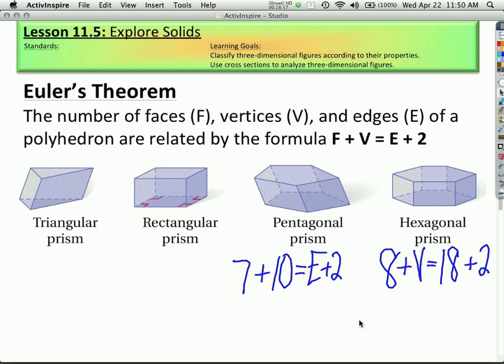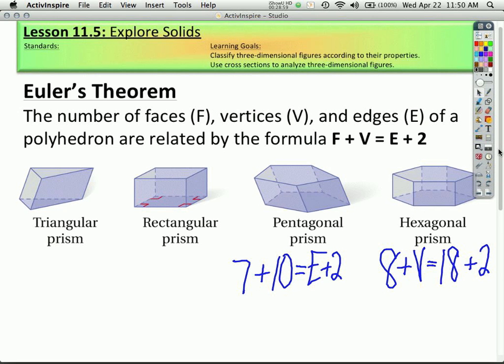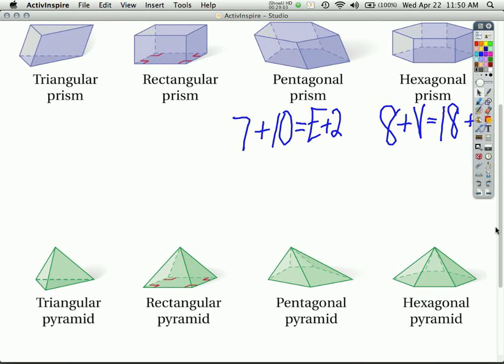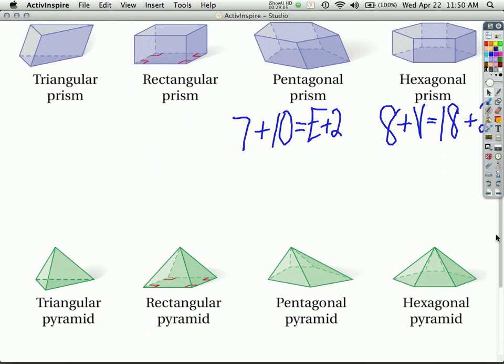Okay, let's see if it works on all. Okay? Also, this works on pyramids as well. Pyramids are similar to prisms except that the faces converge at a single point. And the naming convention is similar. You look at the base, and that base becomes the first part of the name. So triangular pyramid, rectangular pyramid, pentagonal pyramid, hexagonal pyramid.